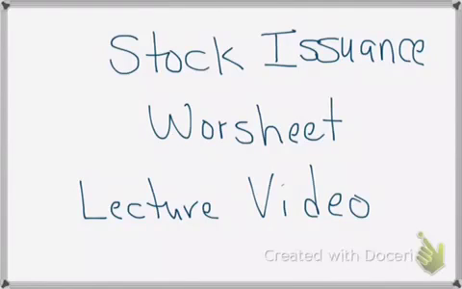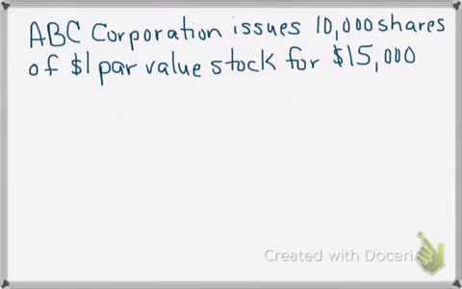Alright, we're going to look at the stock issuance worksheet today. So this is going to be the lecture video that goes along with that worksheet that you can find on Blackboard. The first question that we look at on this is going to be ABC Corporation issues 10,000 shares of $1 par value stock for $15,000.